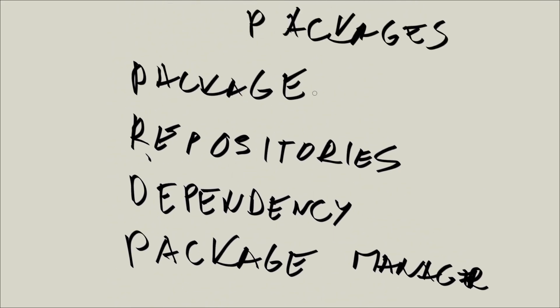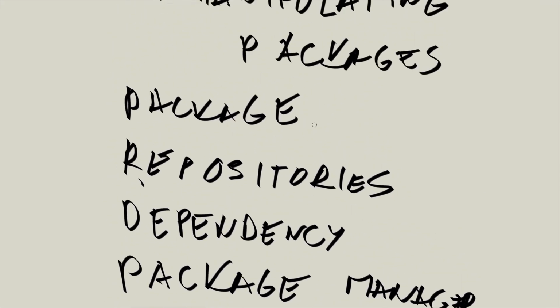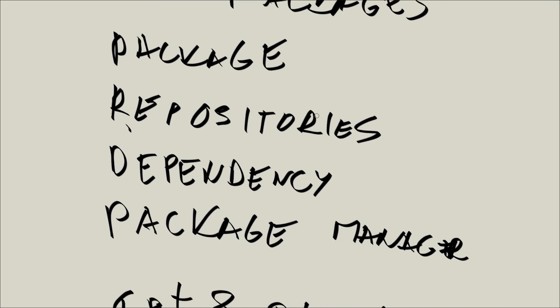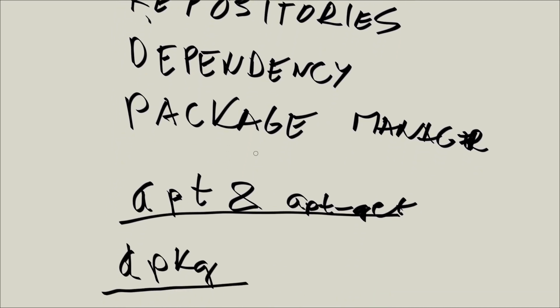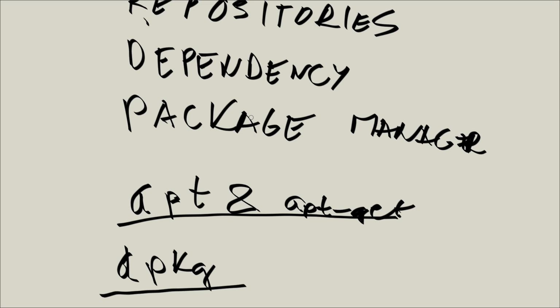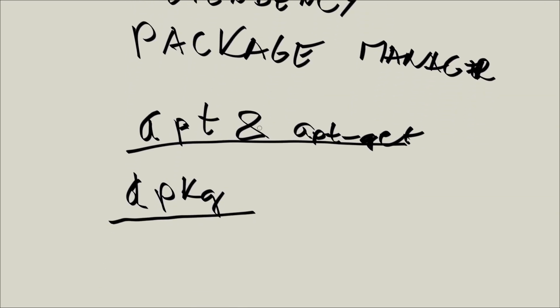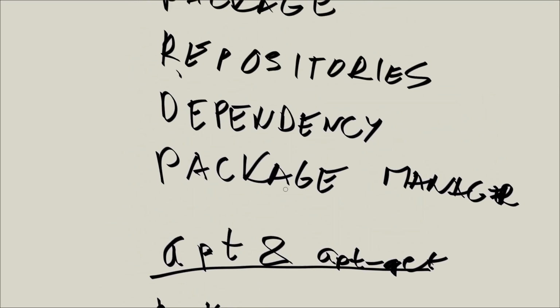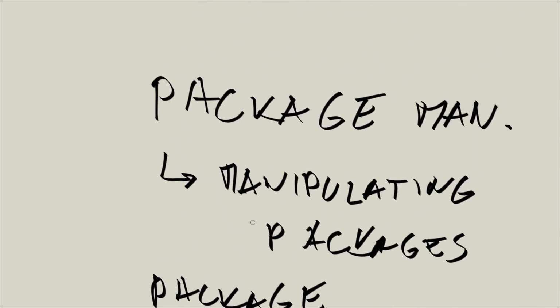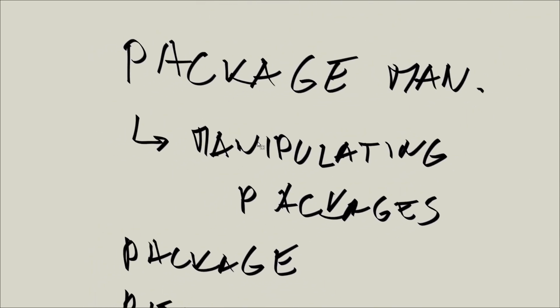So now we have a package, which is just a convenient way to store software. We have repositories, those are the places we get our packages from. Dependency, those are the things which we need to actually run our packages. Package manager is the tool which manages these packages for us, and we have high and low level package management software. Okay, so this is basically what we talked about in this tutorial.